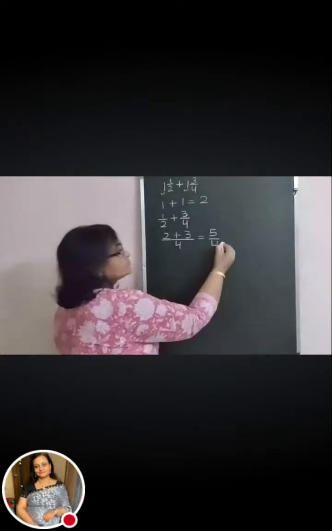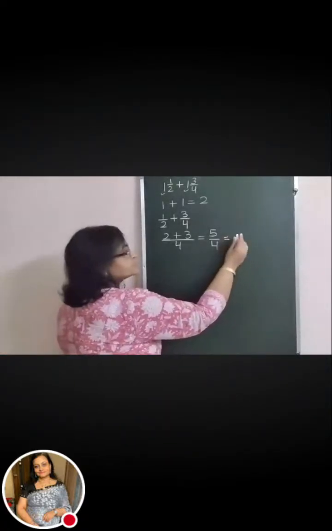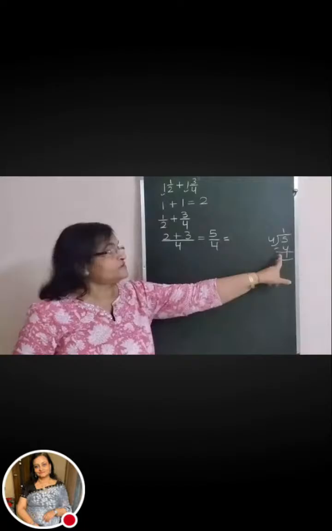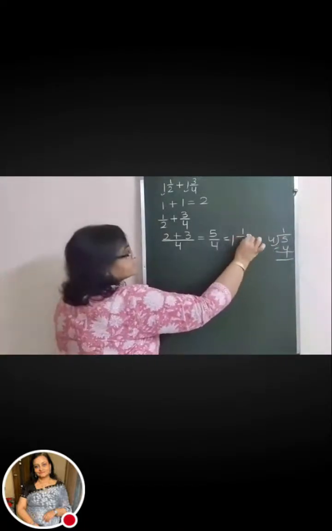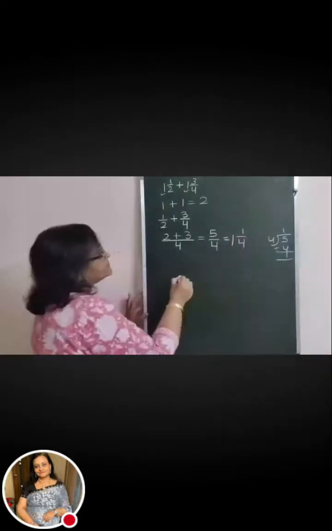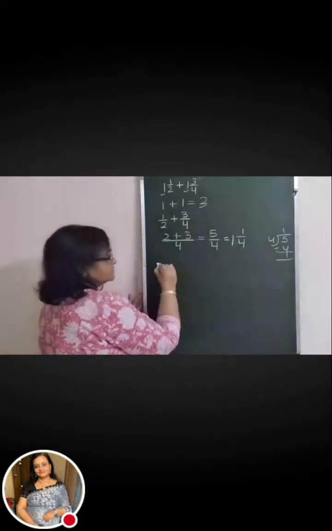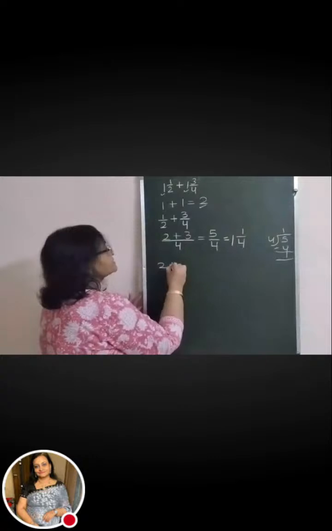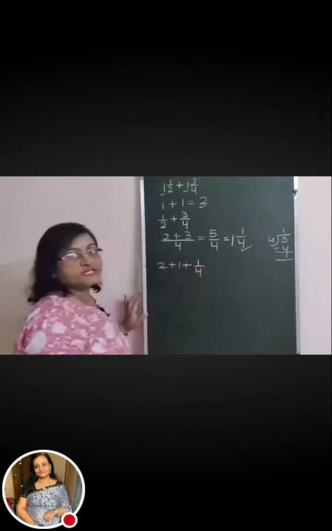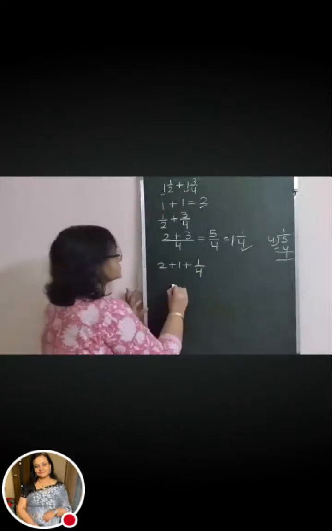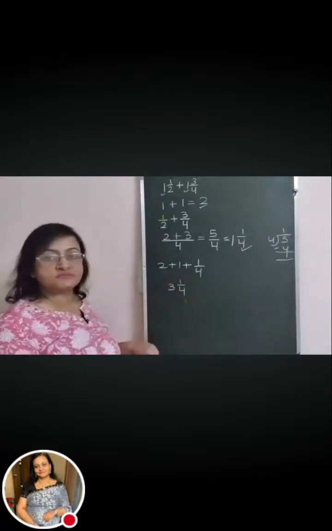5 by 4. Now we will change it into mixed fraction. 4 ones are 4 and 5 minus 4 is 1. Now this one is whole. This is numerator and this is denominator. That means 2 pizzas are here and 1 more pizza has been eaten completely and 1/4 more pizza has been eaten. So 2 plus 1 is 3 and plus 1 by 4 means this much pizza has been eaten.